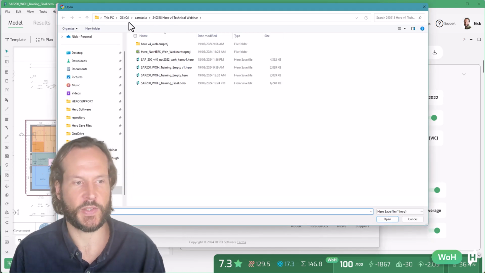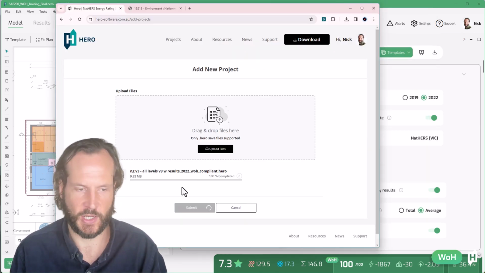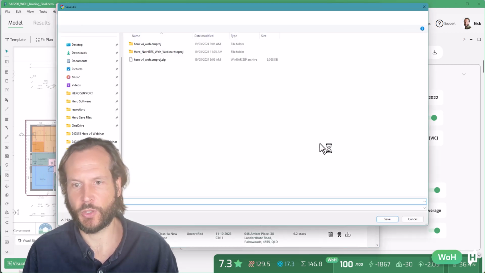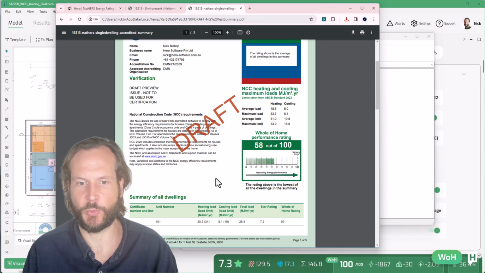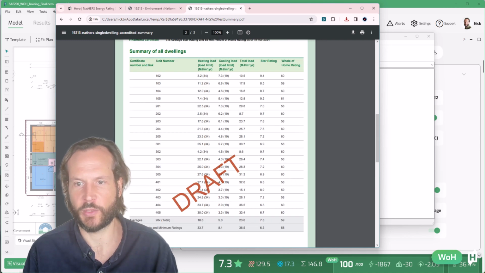Multi-dwelling projects, again the same. You upload your multi-dwelling Hero file. All of the individual and summary certificates and stamps get produced automatically. And you'll see on that certificate too, again, the minimum whole of home rating, and in the dwelling table, a new whole of home rating row.